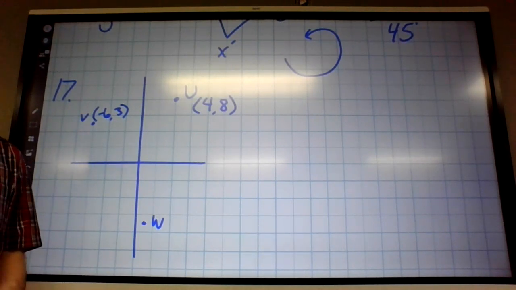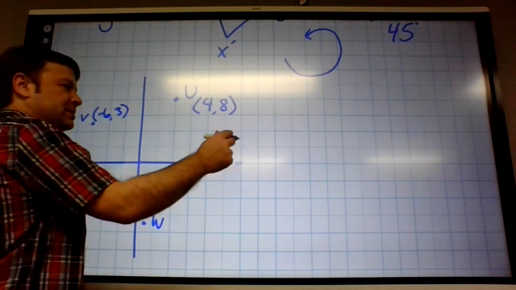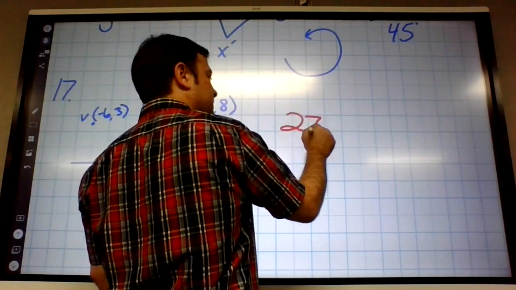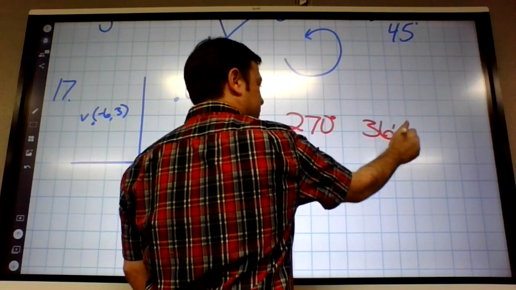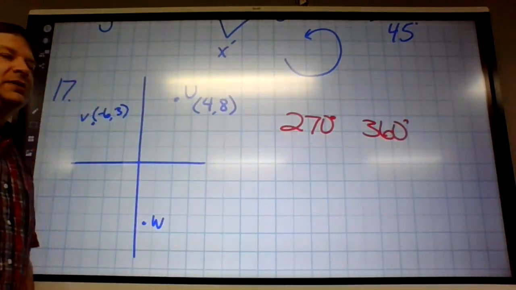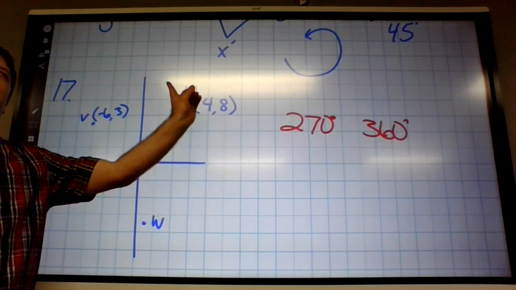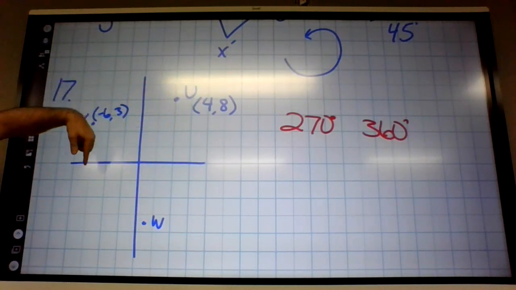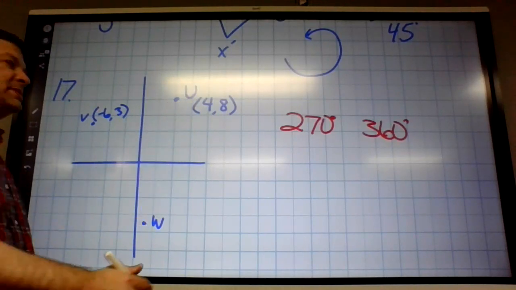Okay, so on number 17, they want us to do a 270 rotation. You guys know how short of 360 270 is? How far is it from 270 to 360? 90. So a 270 in the counterclockwise direction is going to be the same as a... You guys don't know where I'm going with this?